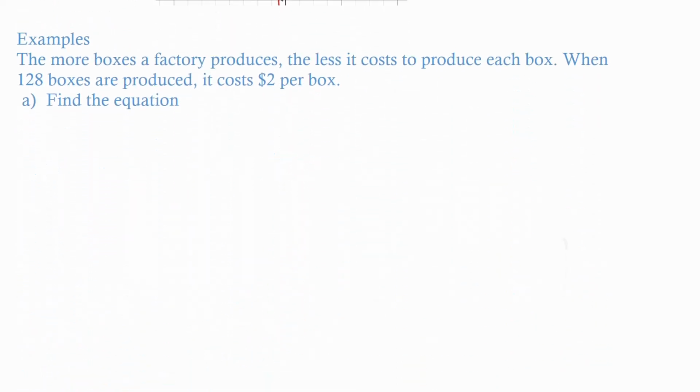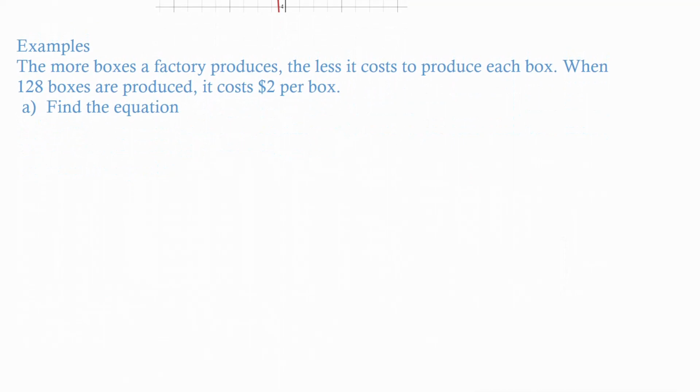So if we go down here and we look at a problem, here our problem is that the more boxes a factory produces, the less it costs to produce each box. When 128 boxes are produced, it costs $2 per box. We need to find this equation. So we know the generic form is y equals k over x.